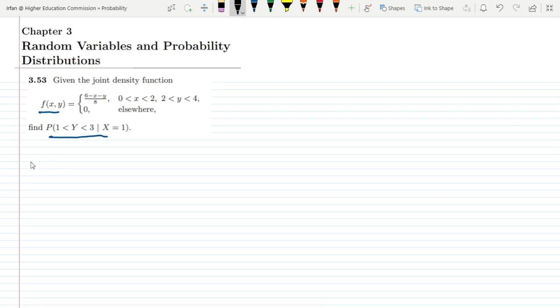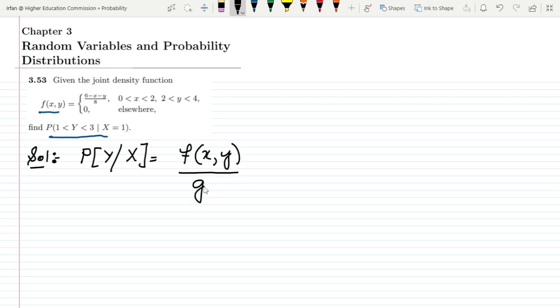In order to solve it, let me solve it first. In order to find the probability of y given x, we have to use the conditional probability, because here we have a condition that x is given. So we have to use the conditional probability in which the joint density function f(x,y) is divided by g of x. Okay, so this is equation A, and in this equation, let me first find g of x.